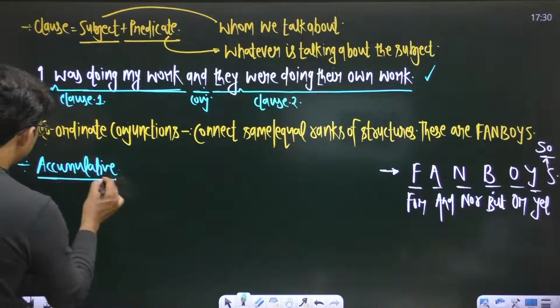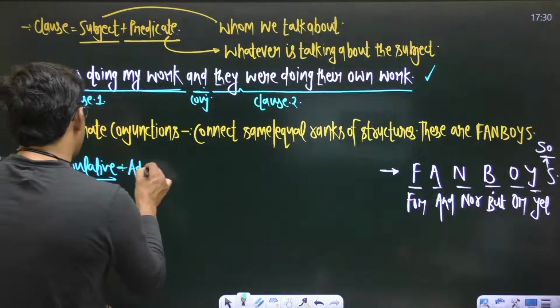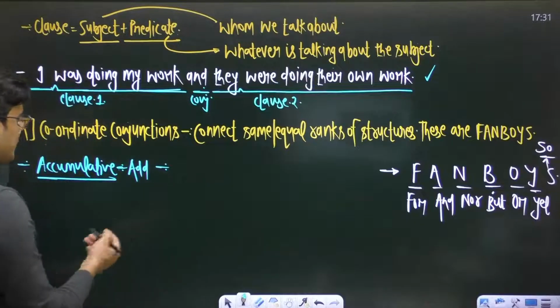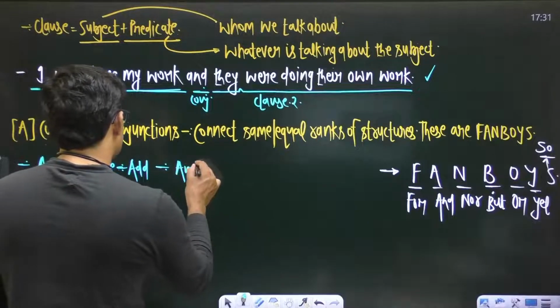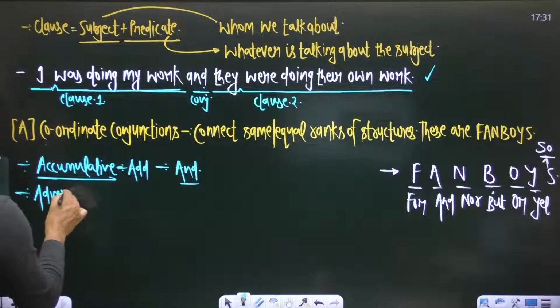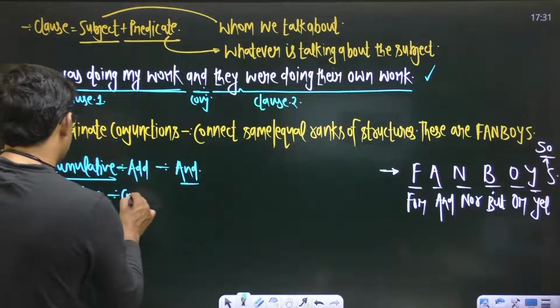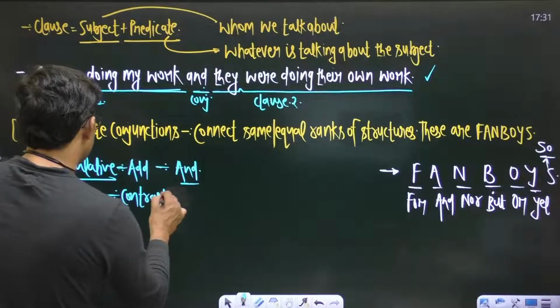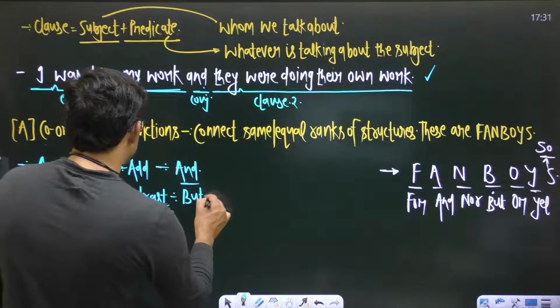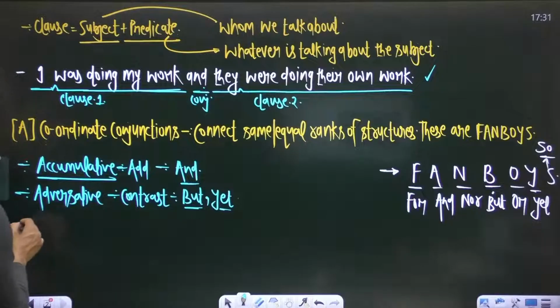Accumulative conjunctions are those which add words or phrases, and make sure conjunction "and" comes under accumulative conjunctions. After that, the second one is adversative. Adversative are those conjunctions which show contrast or opposition, and make sure "but" and "yet". Both these conjunctions, but and yet, are adversative conjunctions.